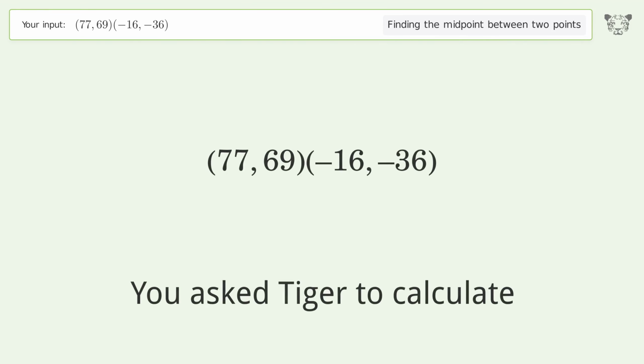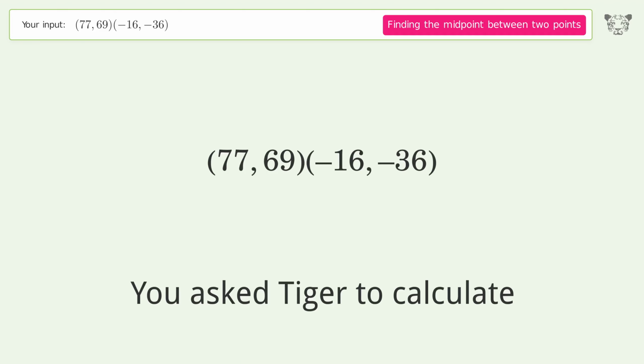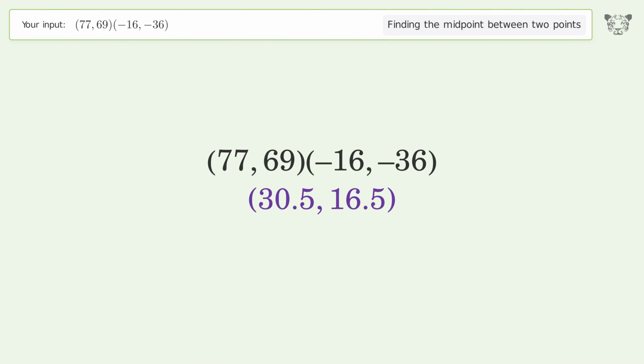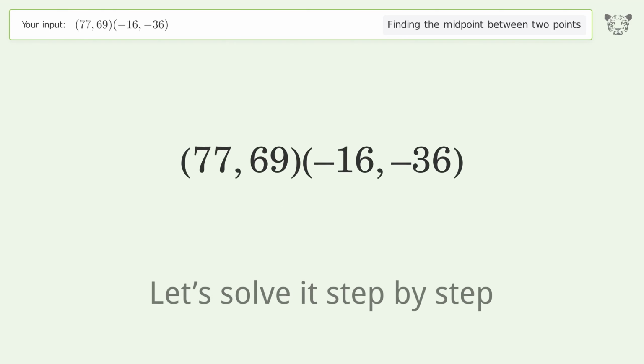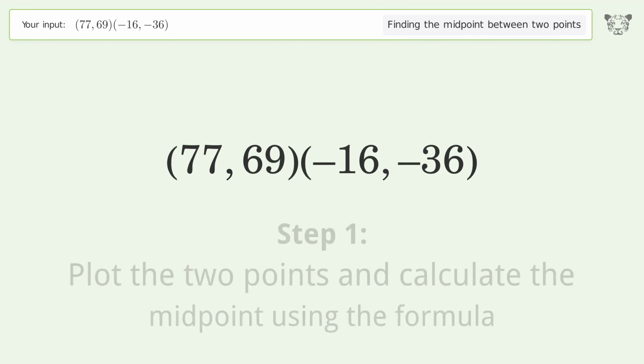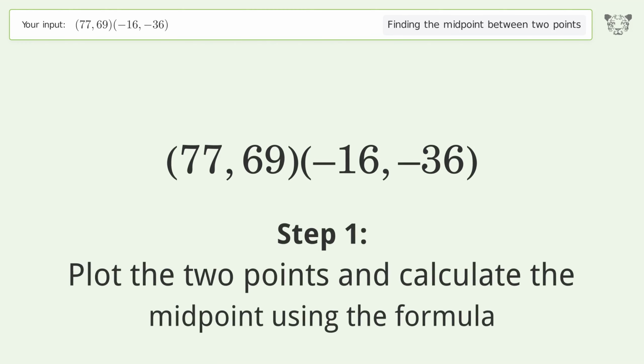You ask Tiger to calculate. This deals with finding the midpoint between 2 points. The midpoint between the 2 points is 30.5, 16.5. Let's solve it step by step. Plot the 2 points and calculate the midpoint using the formula.